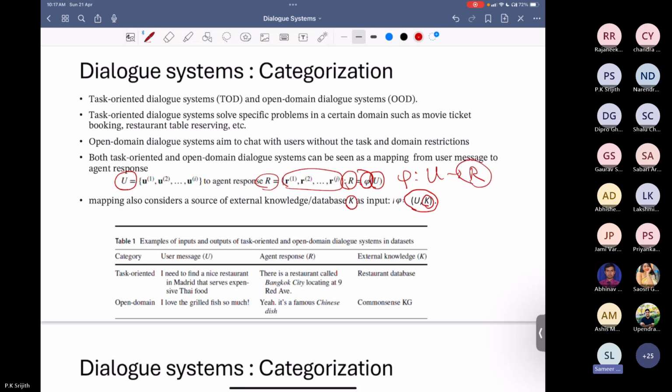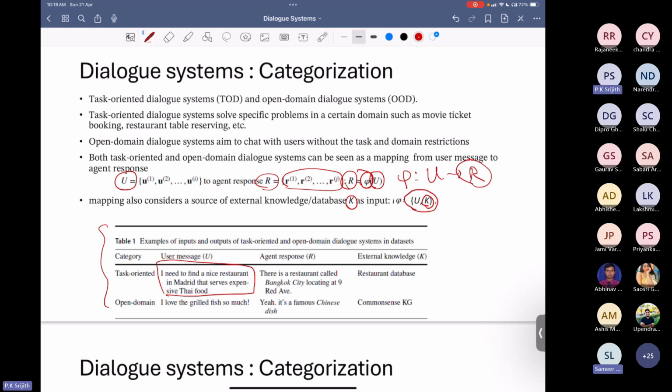Okay. So here in this table, there are some examples of task-oriented and open domain dialogue systems. Here's an example of a task-oriented one. I need to find a nice restaurant in Madrid that serves expensive Thai food.